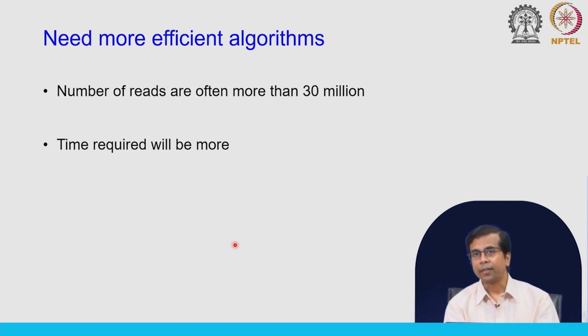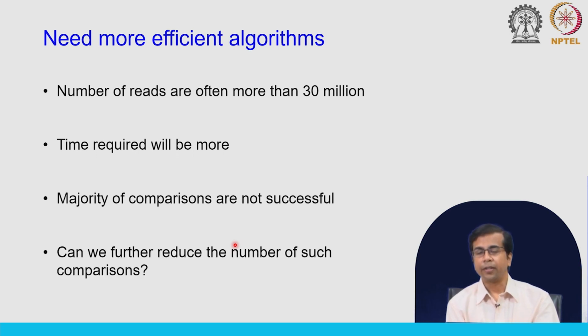So, whatever we have discussed, the brute force approach, BLAST, BLAT, they are not good enough for this problem. Okay. And this is because the number of reads that we get from the data is often more than 30 million, in billions, and will require a lot more time. And one of the problems with all these algorithms is that the majority of comparisons are not successful comparisons. We are doing these comparisons and most of them will not give any positive result. So, we are spending a lot of time in doing these unsuccessful comparisons.